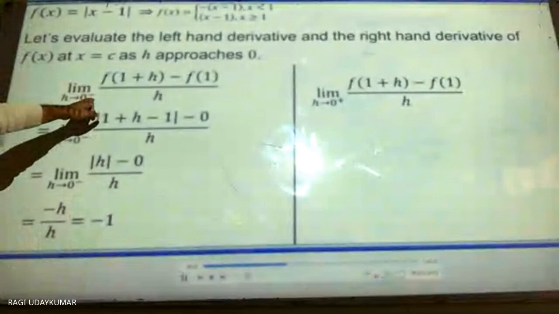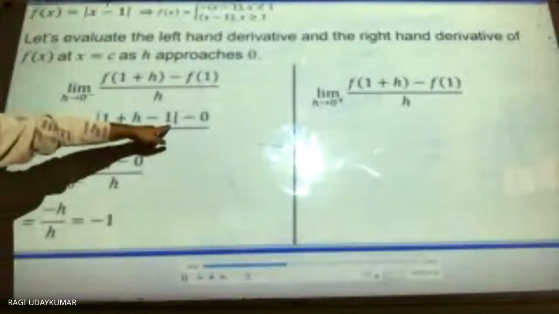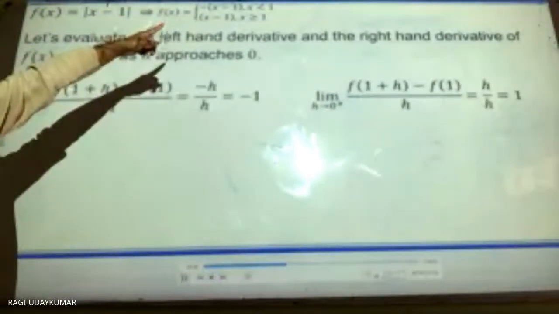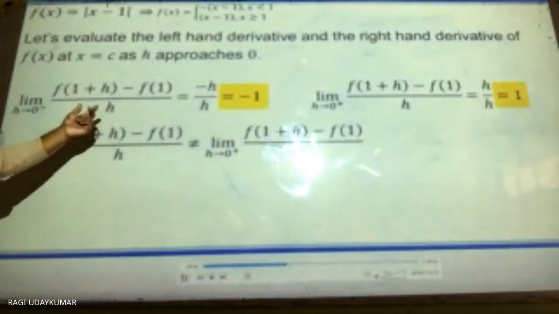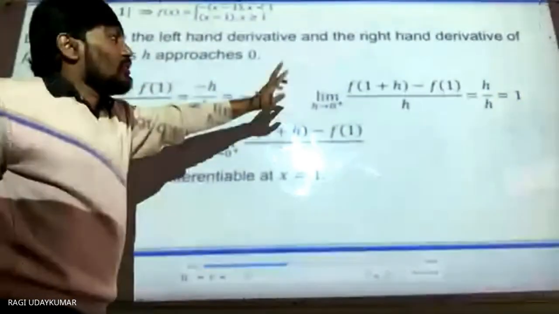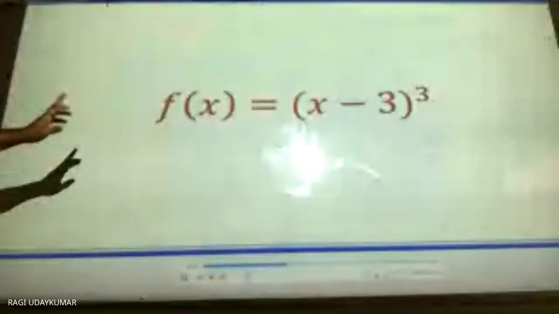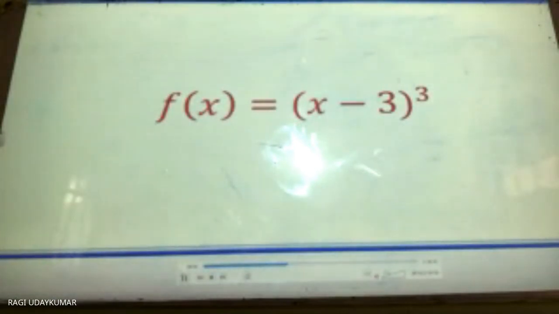When you consider here also, you should be very careful. 1 plus h minus 1 is taken into consideration. Already I told you the function is given to you. So here 0 minus, whenever you are taking, the function should be taken as 1 plus h. In this situation, you are going to get the left hand limit and right hand limit as different limits.